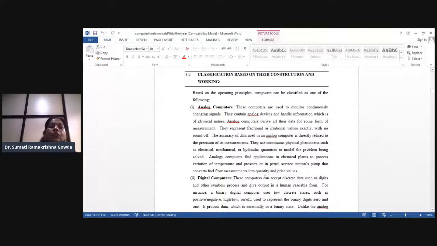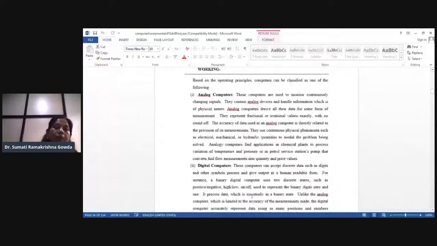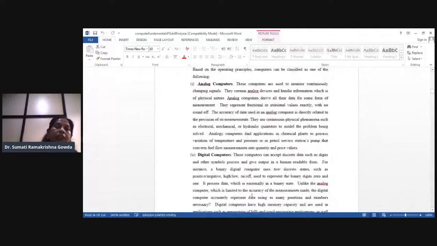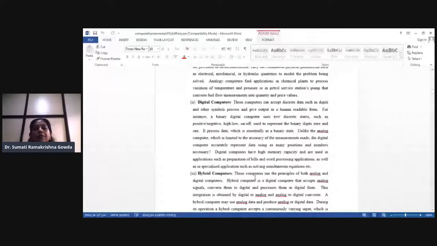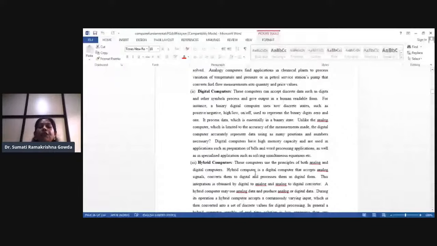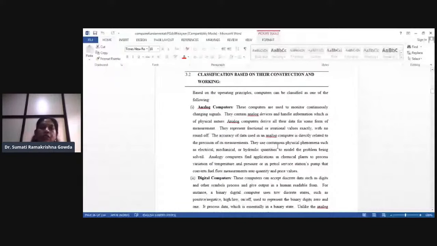So here, based on the operating principles, computers are classified as one of the following. There are two types, actually three types. It is classified into analog computers and digital computers. Today's computers are hybrid computers. Hybrid means a combination of analog and digital computers, right? So here, classification of computers is based on their construction and working.